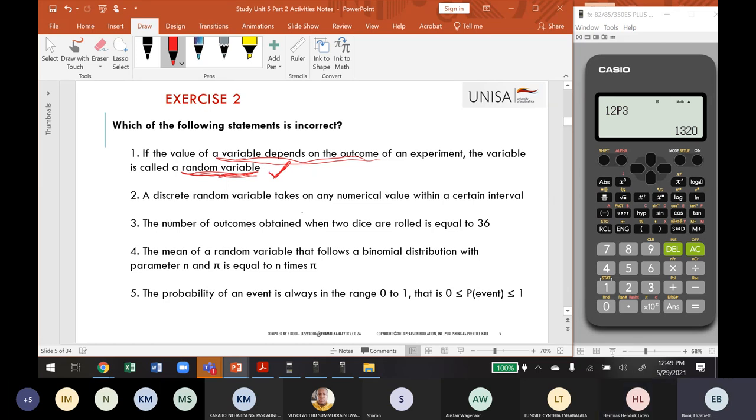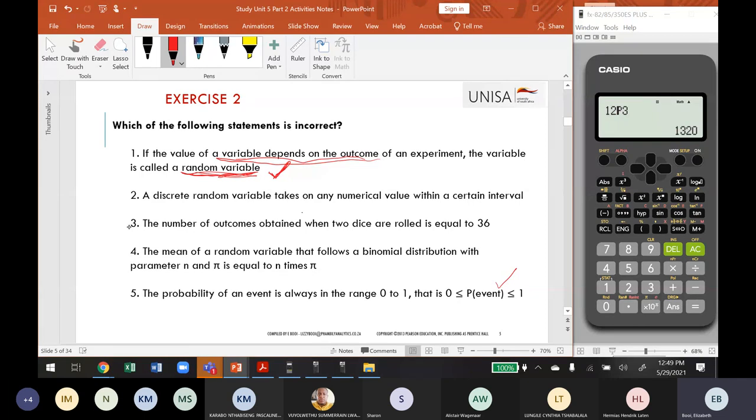I'm going to skip number two. I'm going to go down to the bottom one, so that we talk about the things that we already learned and know about. So number five says the probability of an event is always on the range 0 to 1. That is, the probability of an event lies between 0 and 1. Is that correct? Yes, it's correct. That is correct.